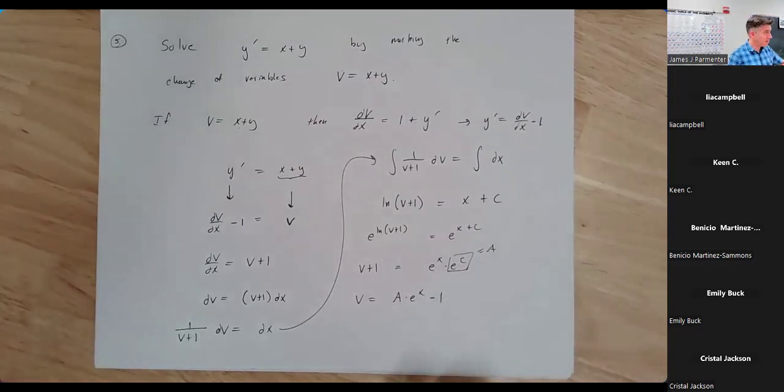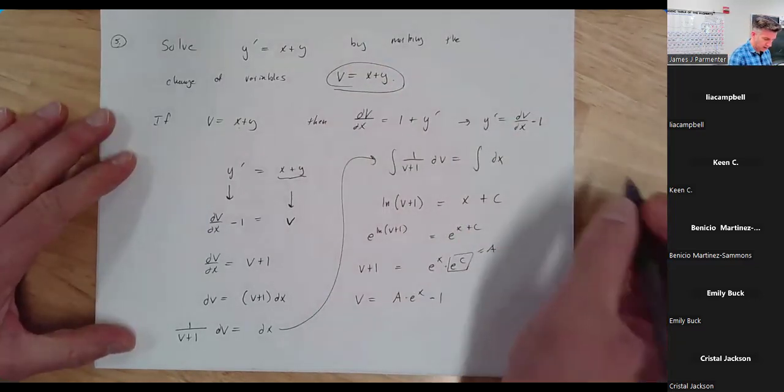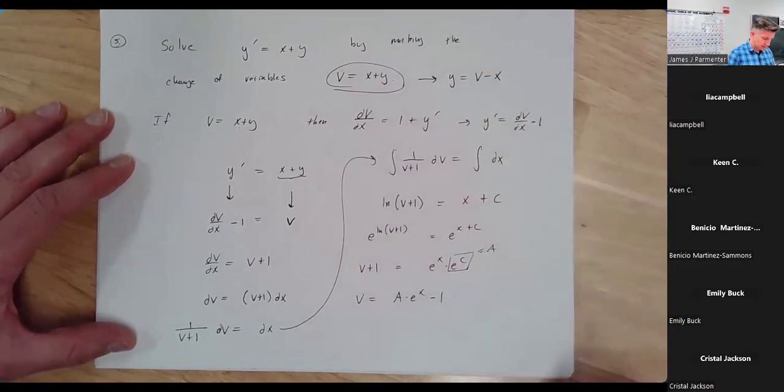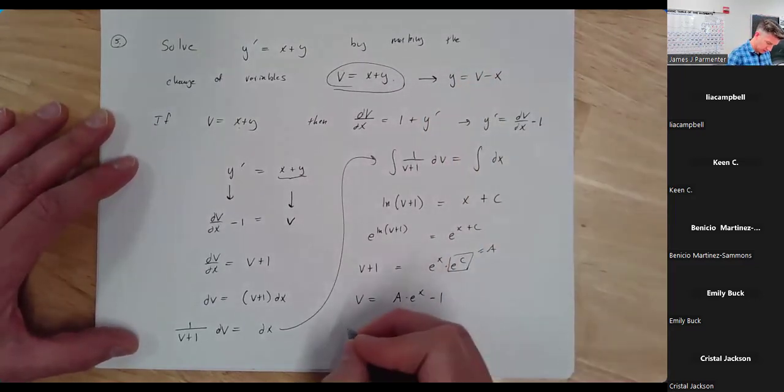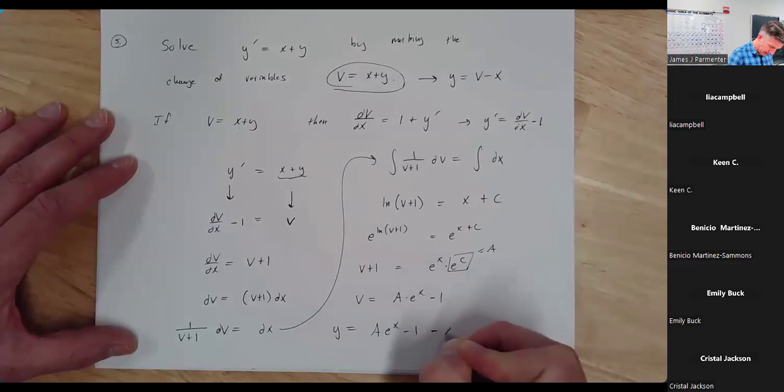Now we're not done, because the original thing wasn't phrased in terms of v, it was phrased in terms of y. Then we have to go back and say, oh, but wait, v is equal to x plus y, which means y is equal to v minus x. So my actual solution is going to be y equal to this v minus x.